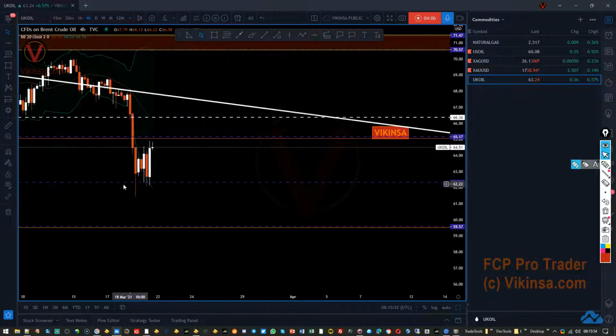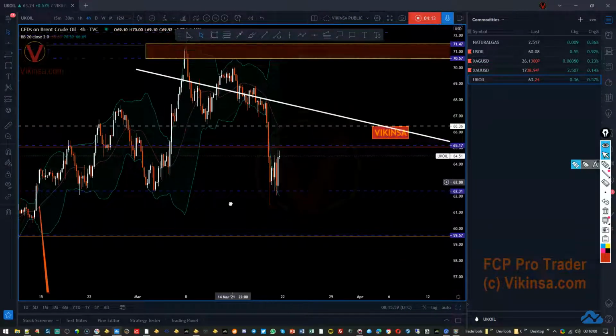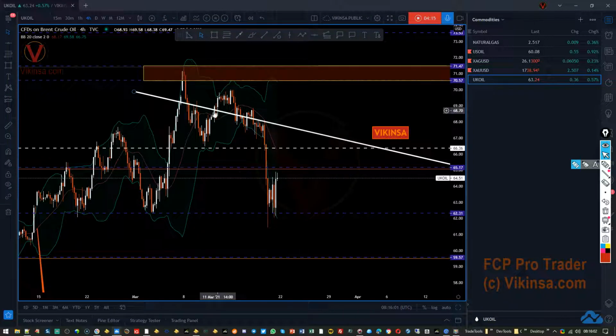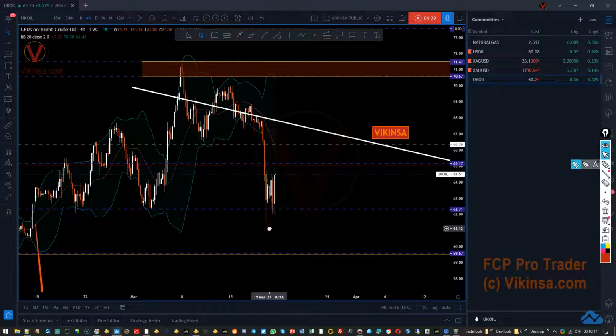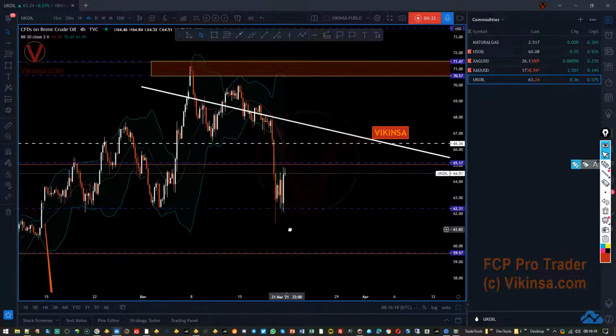Right now, if we took this long from the support of 62.31, that would have been a really, really good opportunity. Personally, I've been holding US oil and UK oil from this top, somewhere around here, and I've been riding all this way. I took my first profit around here just to minimize my risk, but then I entered again and I've been holding that position. So this is what you can do on UK oil.